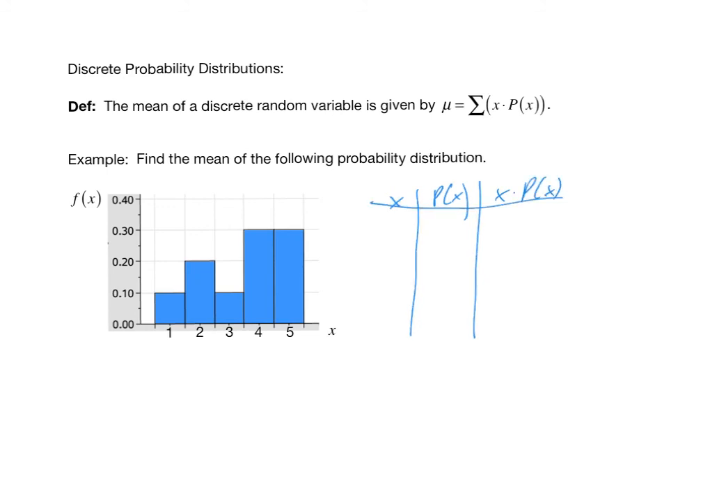So our inputs here are 1, 2, 3, 4, and 5. Those are the values of the random variable. The corresponding probabilities, notice this is exactly the same discrete probability distribution function on the previous screen. And the likelihood of 1 occurring is 0.1. The likelihood of 2 occurring is 0.2. The likelihood of 3 occurring is 0.1. The likelihood of 4 occurring is 0.3, and the likelihood of 5 occurring is 0.3. So we need the products of all of these, and then we're going to take the sum of them.